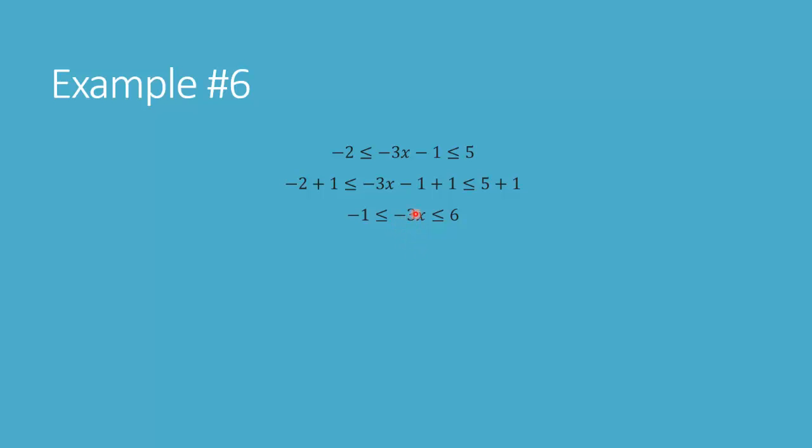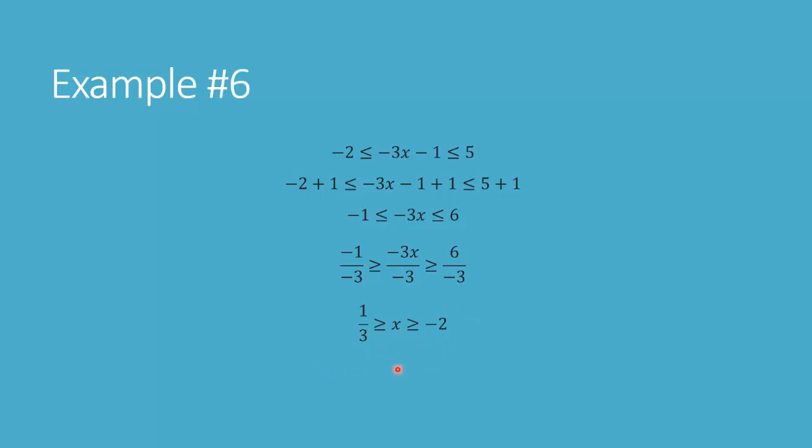And again, this is negative, so we've got to be careful. When we divide, we flip both of them. You'll never flip one and not the other. It will always be both. So we divide all 3 sides by -3, and this gives us that 1/3 is greater than or equal to x, greater than or equal to -2.